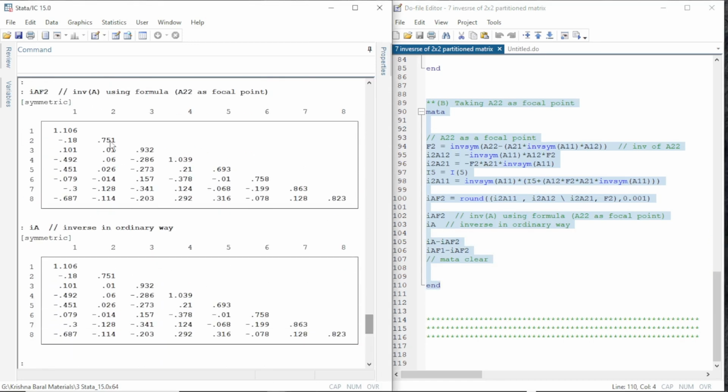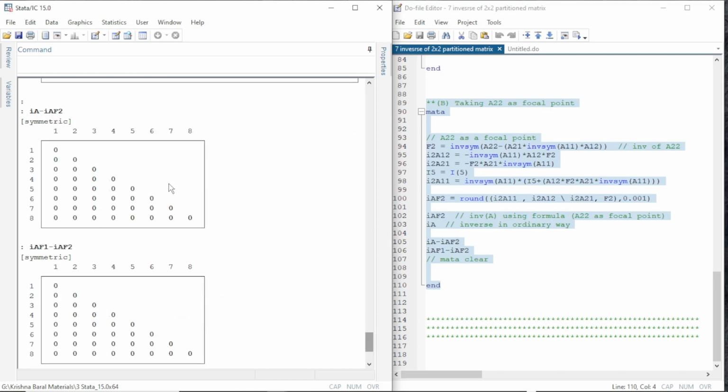So this result gives the inverse of matrix A considering F2, that is A22, as the focal point, and this one at the bottom is the inverse of matrix A making use of the general formula. Now let us compare them. So they are one and the same. The difference is 0 because they are one and the same. And the difference of the inverse of partition matrix A considering F1 as the focal point or F2 as the focal point, they are also one and the same.